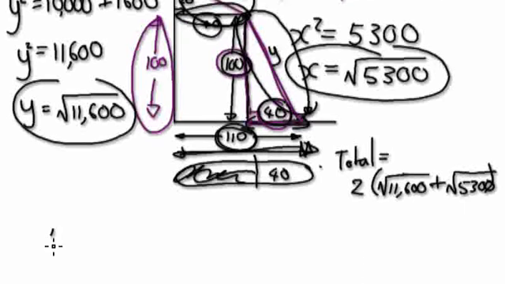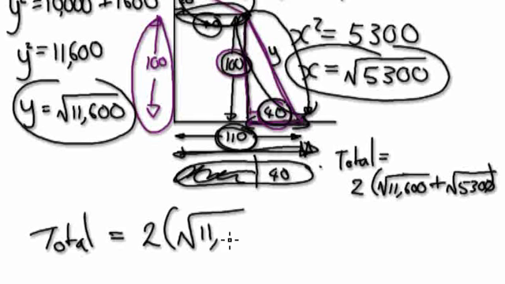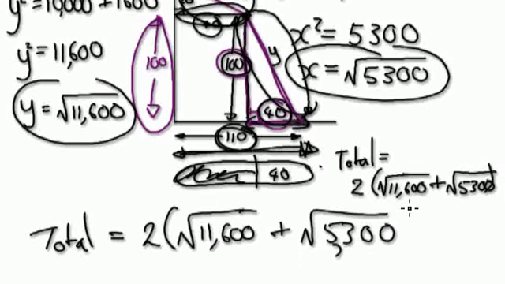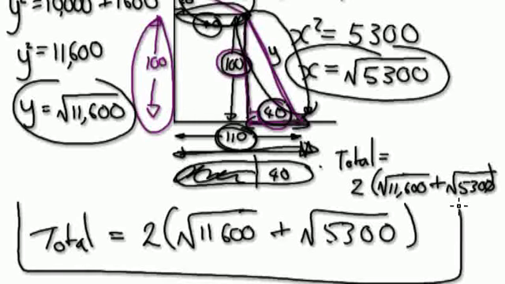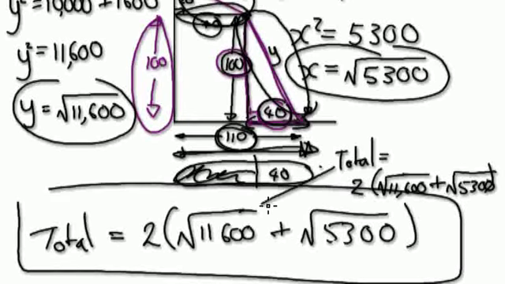It's a bit messy, but total equals 2 bracket root 11,600 plus root 5,300, and then close it. So this here would be your answer. If you really want to know it as a decimal, then punch this into your calculator, add it to this, and then times 2. Okay. All right.